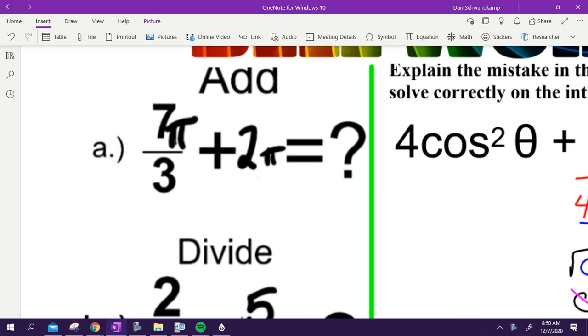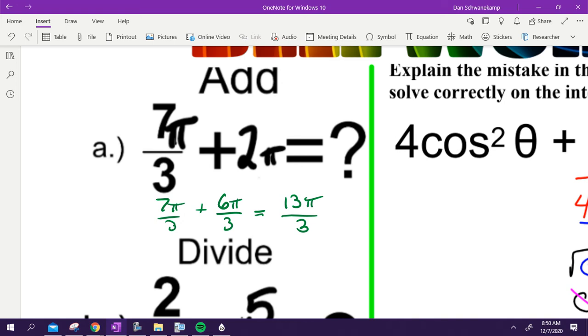7 pi over 3, we're adding 2 pi. If I want to add fractions, what has to be true in order to add fractions? Same denominator. So this guy can be 7 pi over 3, but this guy needs to be over 3 as well. So the top is now going to be 6 pi over 3. 7 pi over 3 plus 6 pi over 3 is 13 pi over 3. That is how you add fractions.